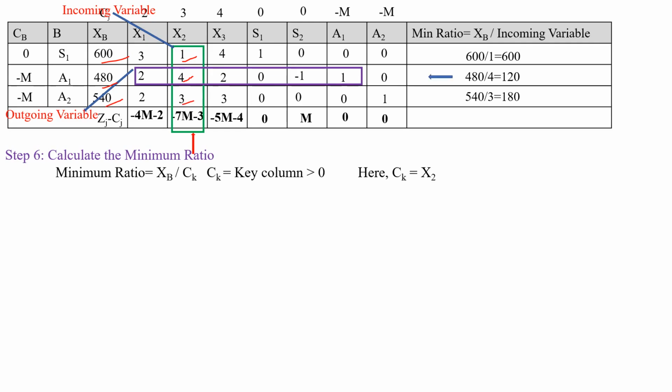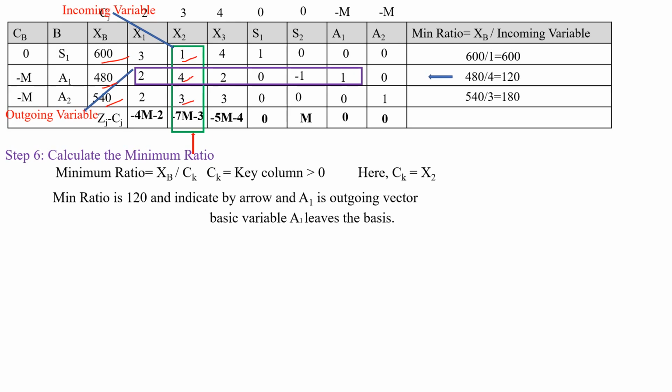Among these values, the minimum value is 120 for the A1 variable. So the minimum ratio is 120, indicated by an arrow, and A1 is the outgoing vector. So the basic variable A1 leaves the basis.